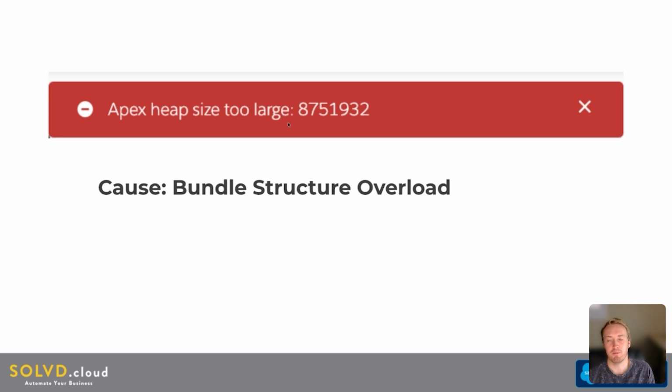The main cause for this is the bundle structure is overloaded. You can see this number right here, and this looks like just a random number, but this leading 8 is basically saying it's 8.7 megabytes. And this is crucial because if the number is extremely high, it's going to be quite difficult to bring it down. But if the number is just barely over your limits, you're able to fix it a little bit easier.